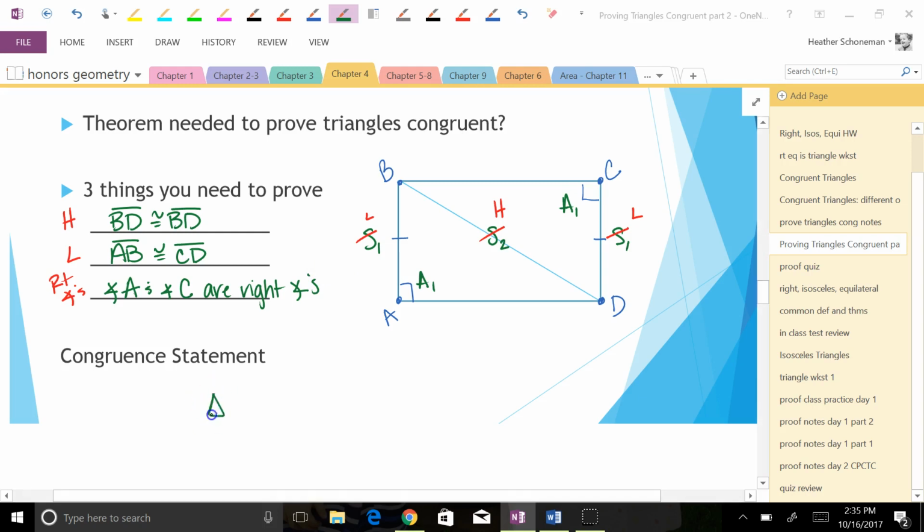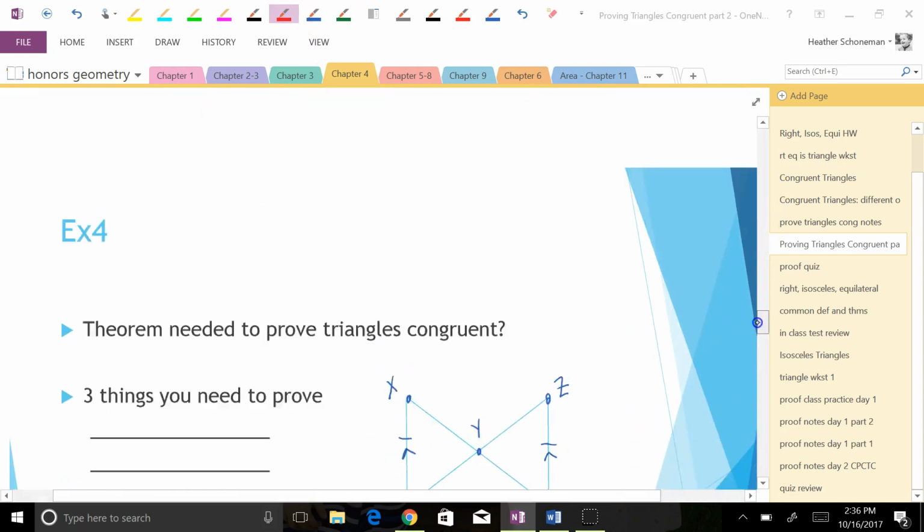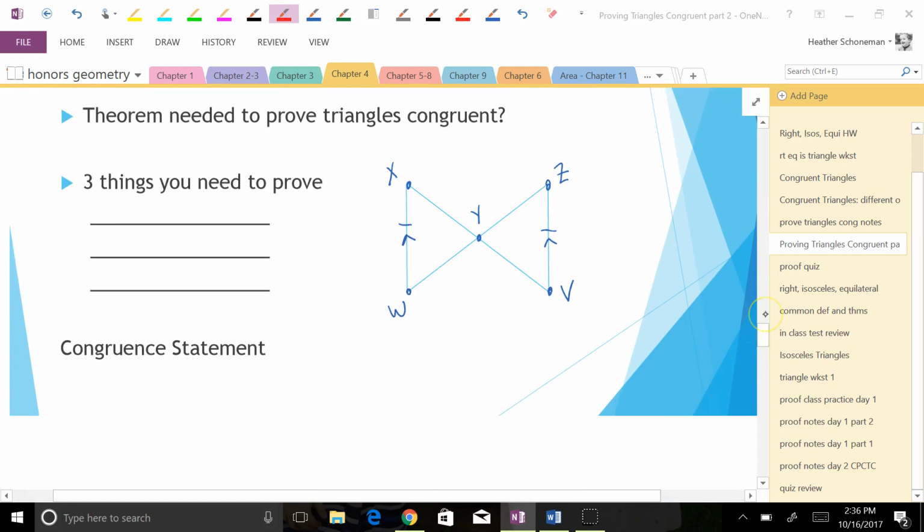Congruent statement. I'm going to start with triangle ABD is congruent to. Okay, so I started at A, went through the one side, and then down the hypotenuse. So I start at the right angle, go through the one side, and then through the hypotenuse. That's going to be triangle CBD. Let's look at one more of these.